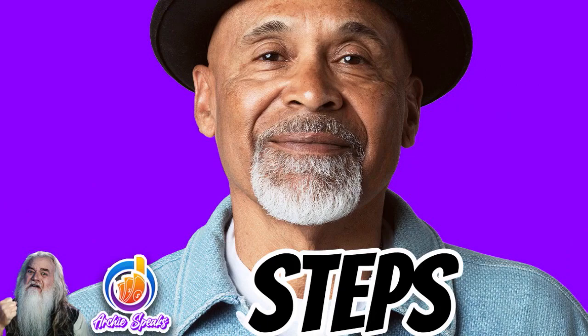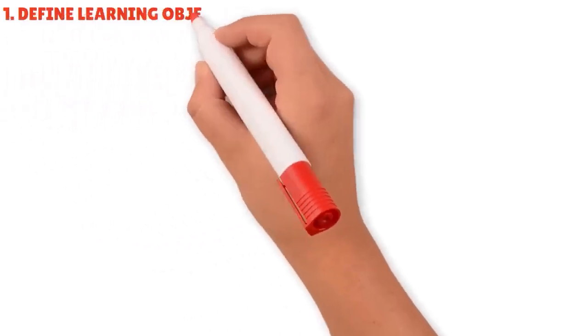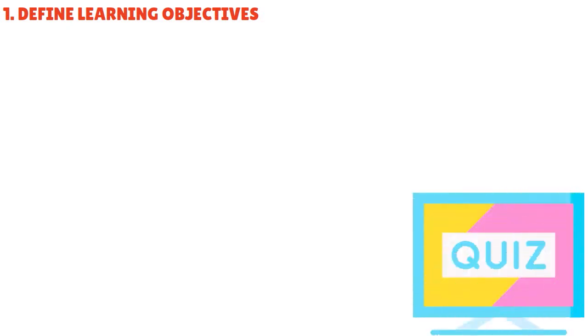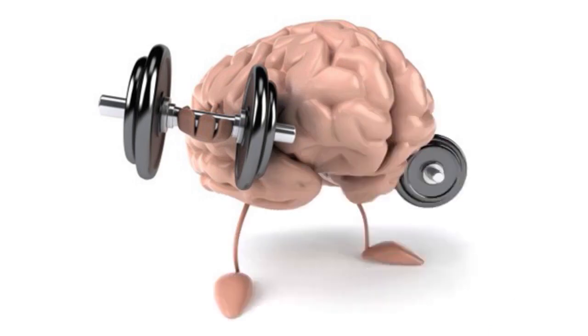The first thing you want to do here is define learning objectives. See, the whole thing is you want to clarify what you want learners to learn from the quiz. You want to identify the key concepts, skills, or knowledge areas you want to evaluate. These learning objectives will guide the creation of quiz questions and serve as the foundation, the fulcrum of your analysis. Okay, so number one, define learning objectives.